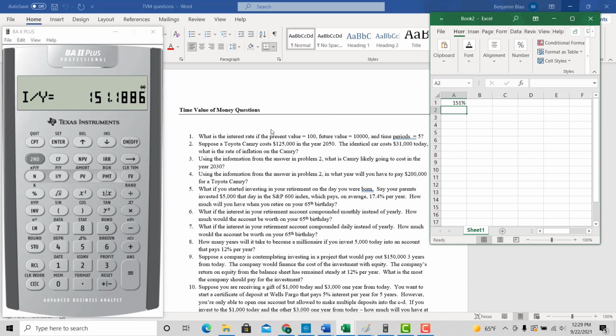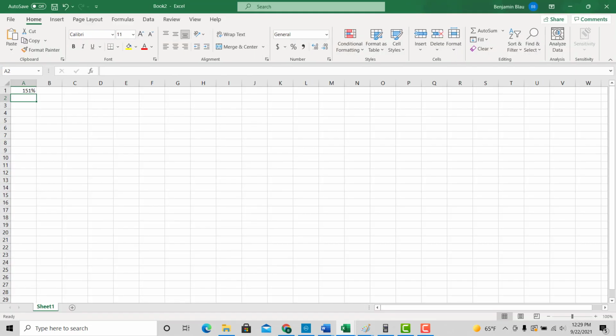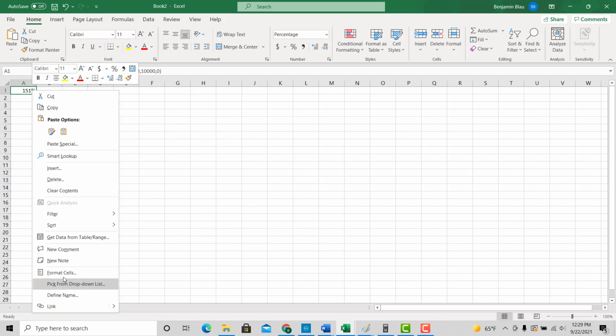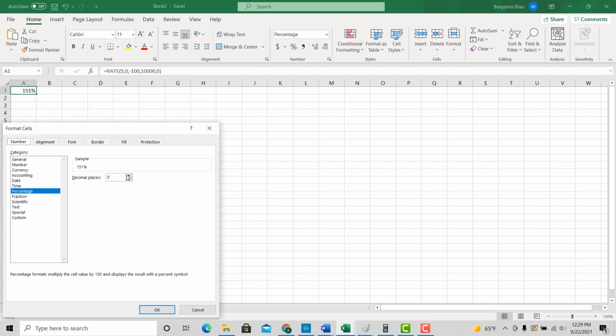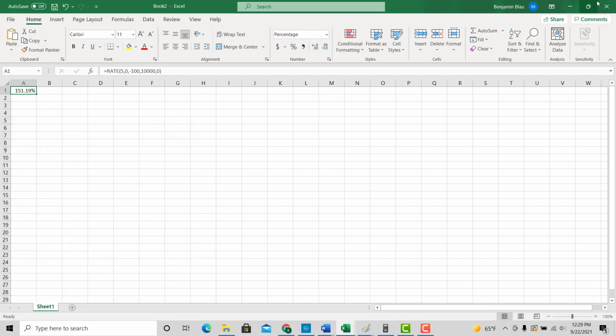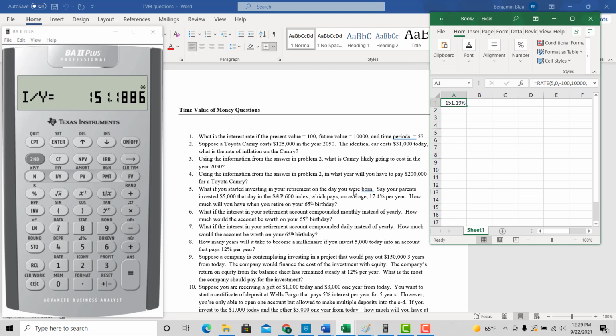which is equivalent to what I got here. In fact, if you want to make sure of that, I can go in here and format the percent and add some decimals, so we can ensure that we're on the same page here. Okay, and that's problem one, solved on the financial calculator and in Excel.